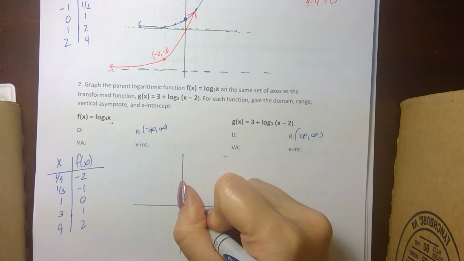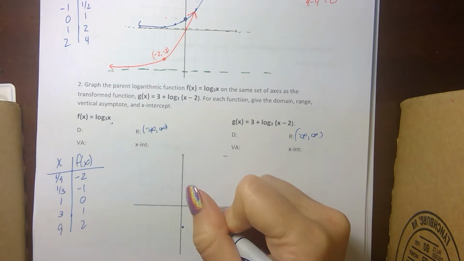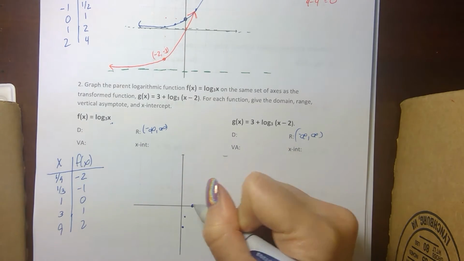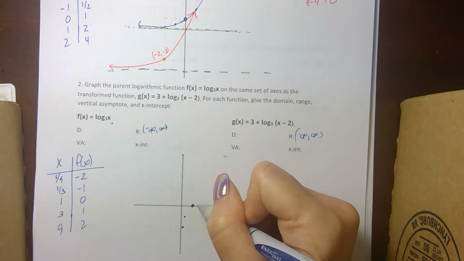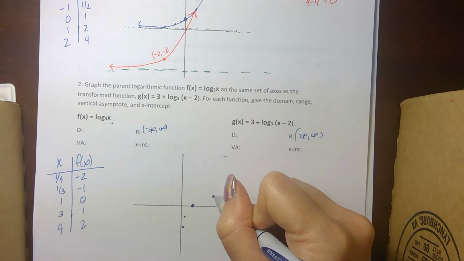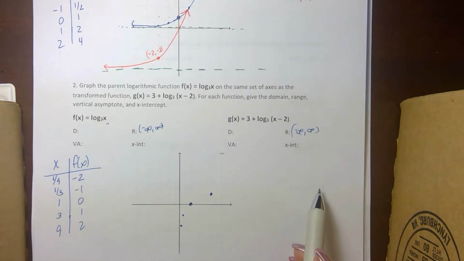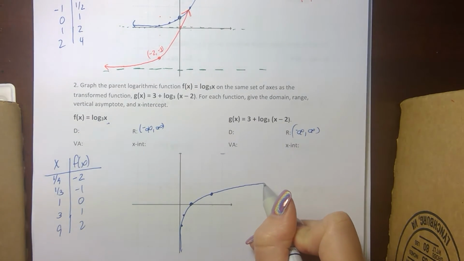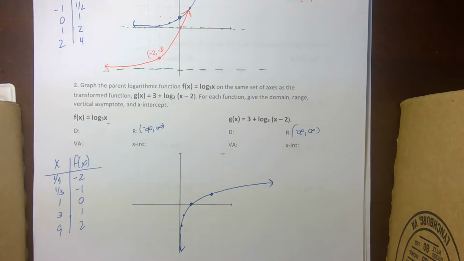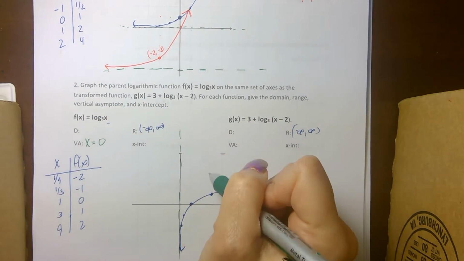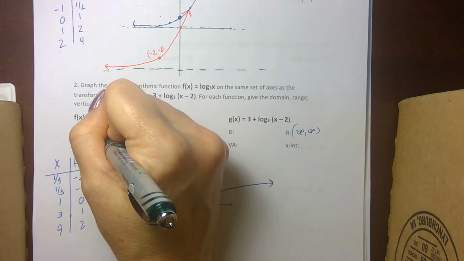Where x is 1/9, y is -2. So I'm down here. Where x is 1/3, y is -1. Where x is 1, y is 0, we have an x-intercept for a log function. Where x is 3, y is 1, and where x is 9, y is going to be just up here at 2, so I'm not going to worry about extending that. I just know that I've got this kind of increase with a vertical asymptote here at x equals 0. That vertical asymptote limits my domain, so my domain is from 0 to positive infinity.